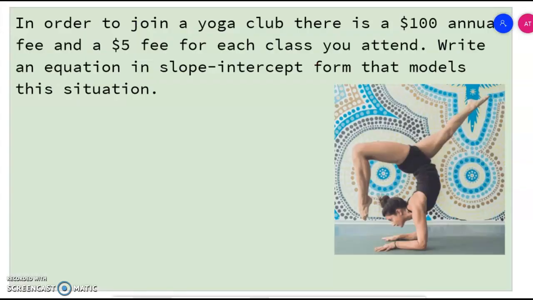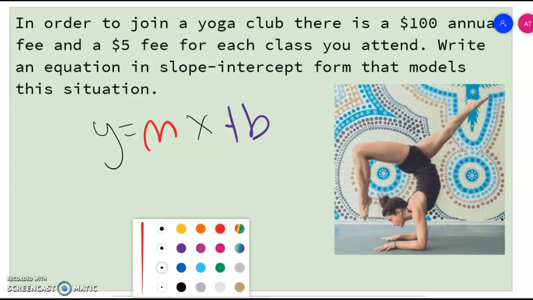It says in order to join a yoga club, it's a $100 annual fee and a $5 fee per class you attend. We're going to write an equation in slope-intercept form that models this situation. I know that y equals mx plus b, and I know that m is going to be my slope and b is going to be my y-intercept. So I know that the numbers I'm dealing with are a $100 annual fee and a $5 fee for each class. So which one do you think is going to be my slope?